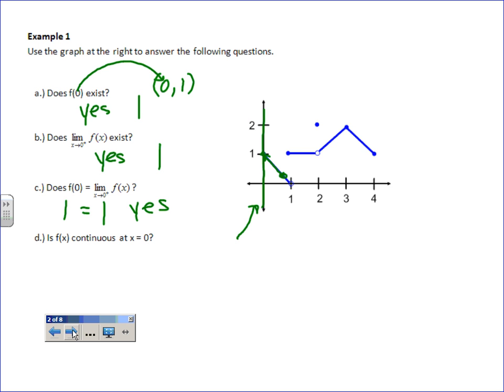So I picked a point, I said 0. Is it there? Is there a y value? Yes, it is. Okay. Is the limit the same thing? Yes, it is. They're the same. So is there a limit? Yes, there is. It's 1. Are they the same thing? Yes, it is. So is it continuous?